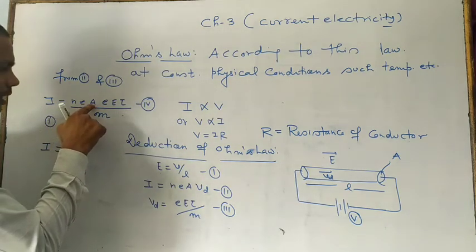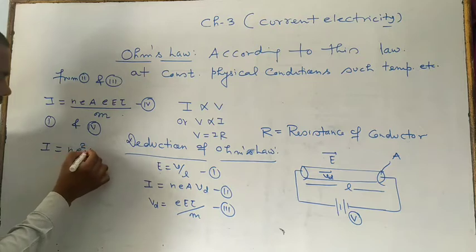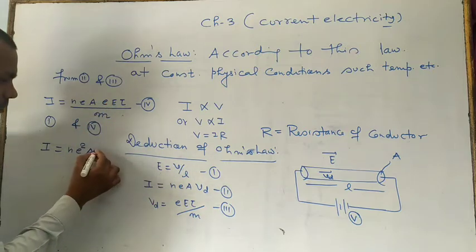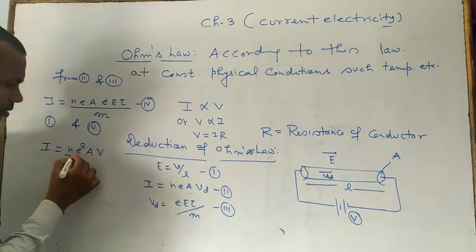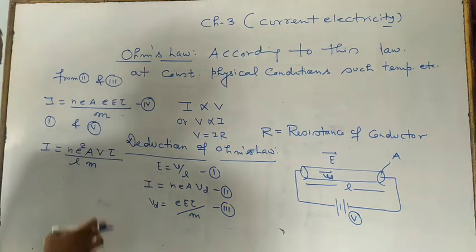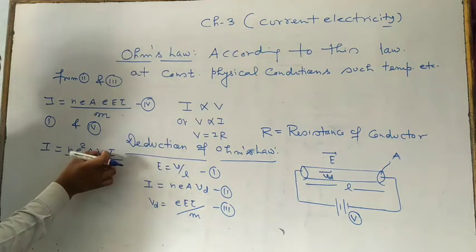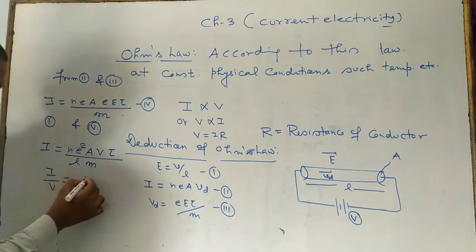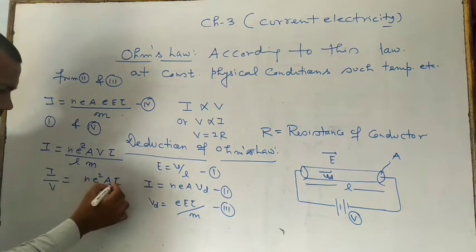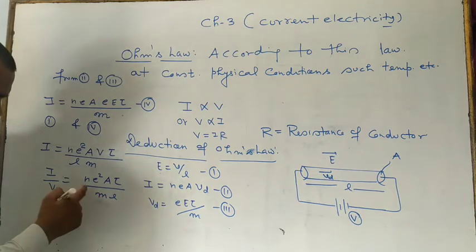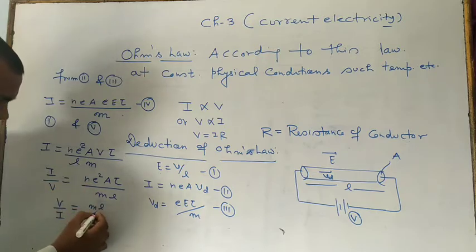And then after this is A, and E square A, and in place of E you write V, and V upon L, here M, and then after this is tau, right? Or you can write here V, the potential difference, we are going to set here. So I upon V is equal to N E square A tau by ML. Or we can write V upon I is equal to ML upon E square A tau.